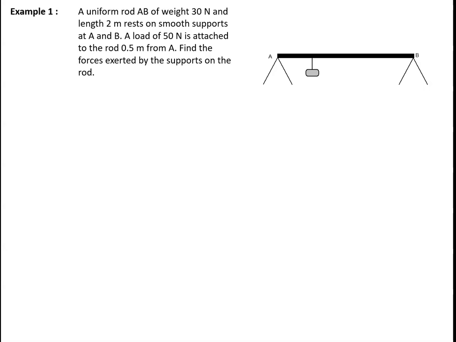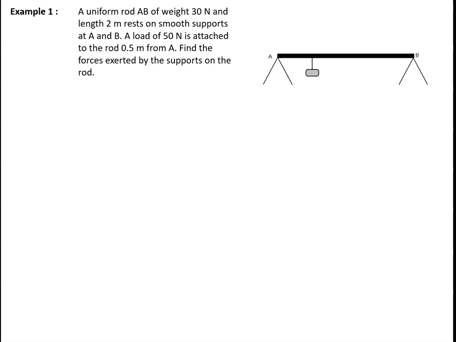In the first example, we have a uniform rod AB of weight 30 newtons and length 2 meters, which rests on smooth supports at A and B. A load of 50 newtons is attached to the rod 0.5 meters from A. Find the forces exerted by the supports on the rod.